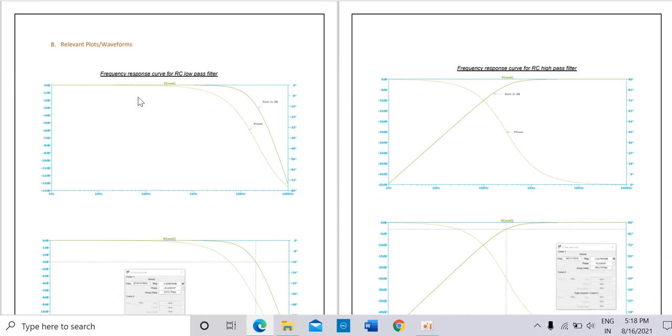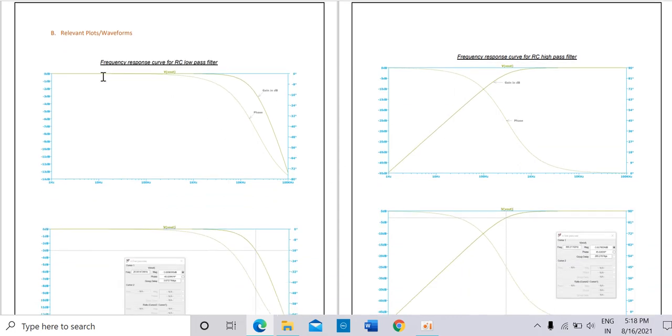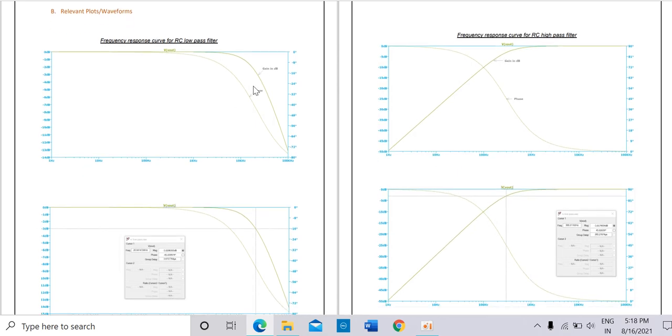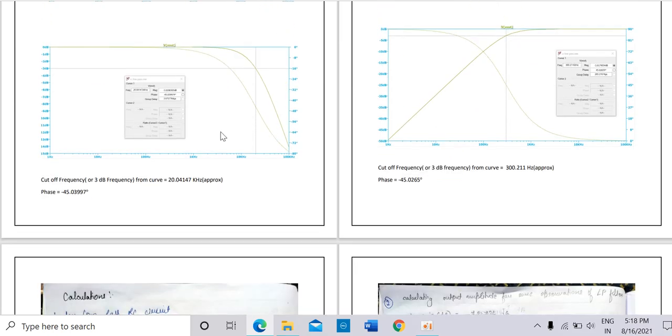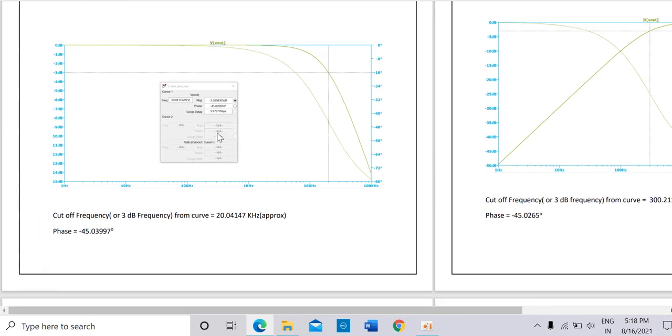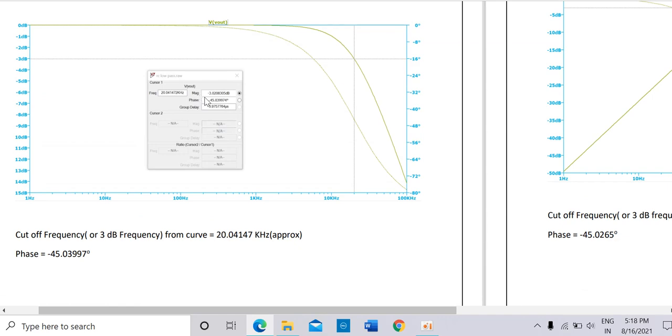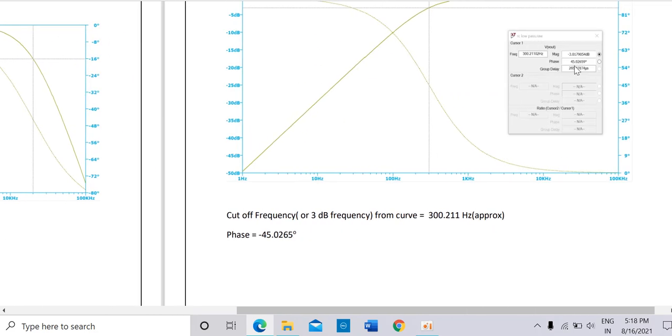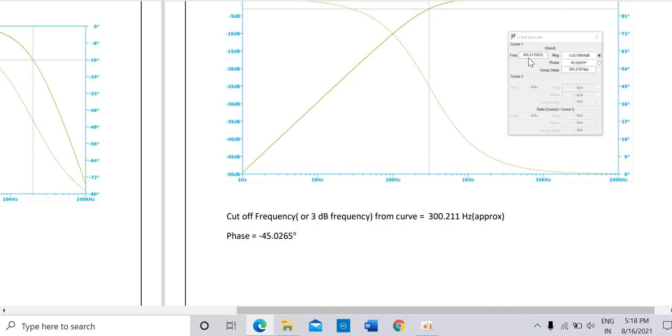So these are some of the relevant plots and waveforms. We call it a Bode plot. This is the trace for the phase, and this is the gain in dB. Notice I have estimated here that at 3 dB gain, the frequency becomes equal to the cutoff frequency, and the phase becomes equal to 45 degrees at low pass. For the high pass, note it is plus 45, and the cutoff frequency there is almost equal to 300 hertz. That's what is shown here.